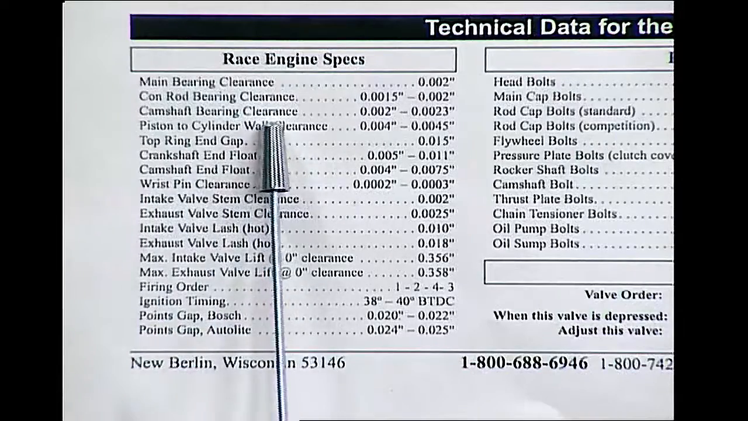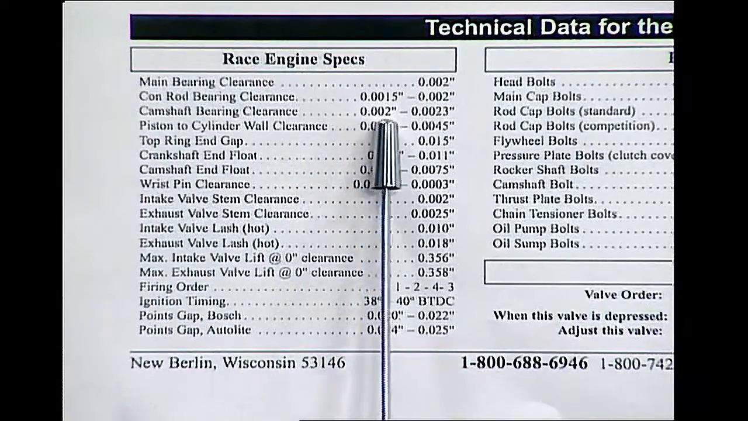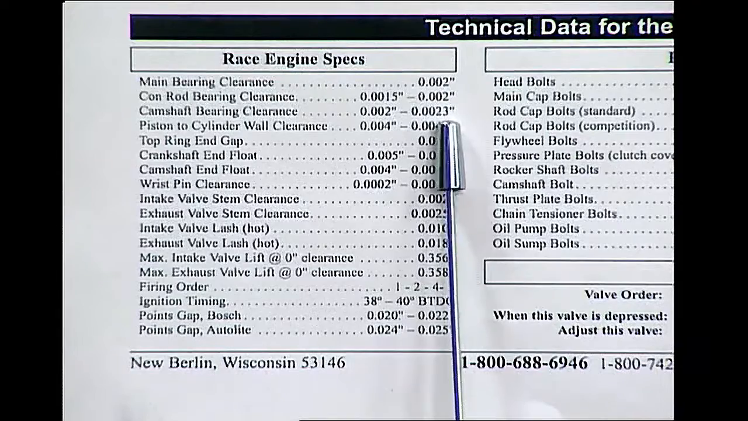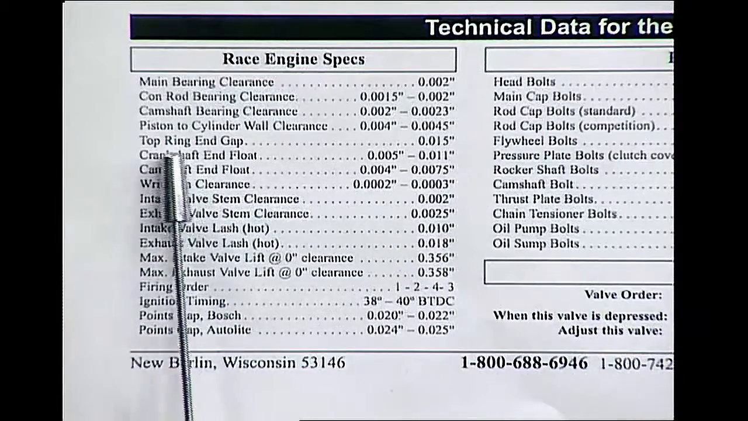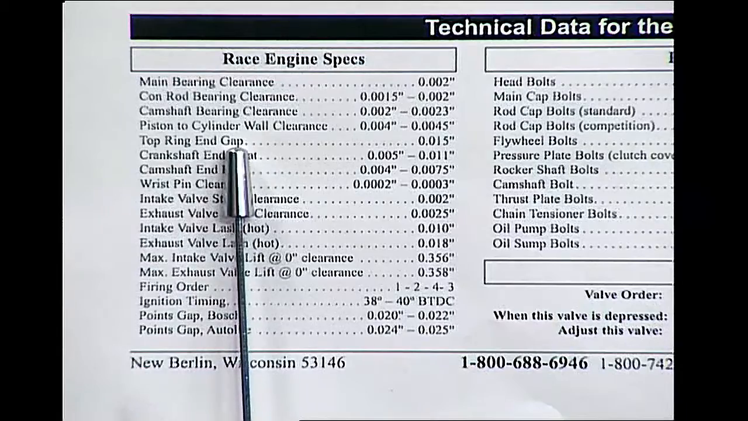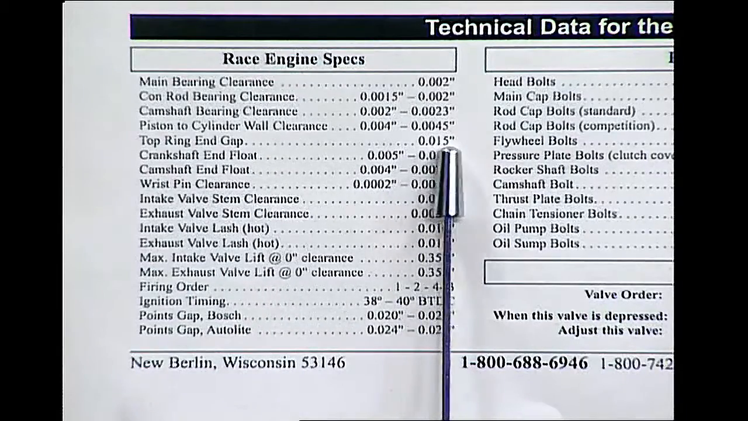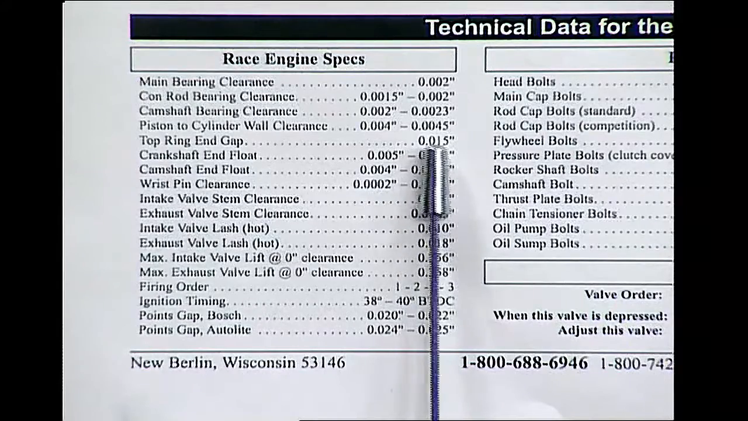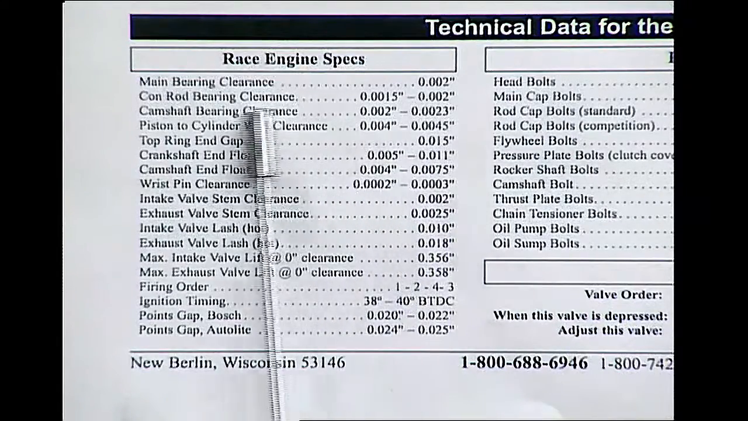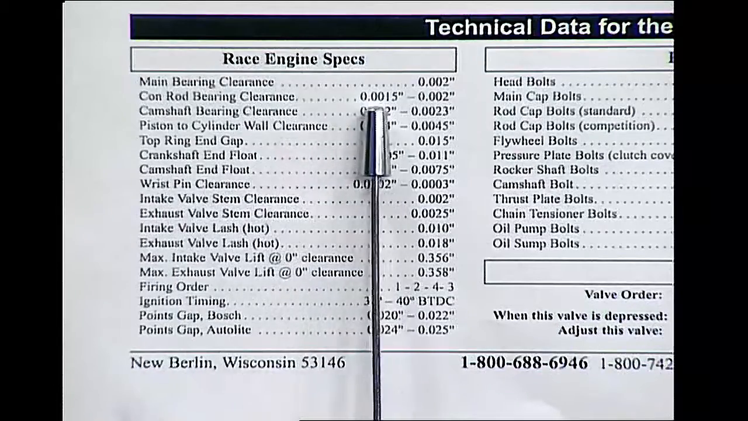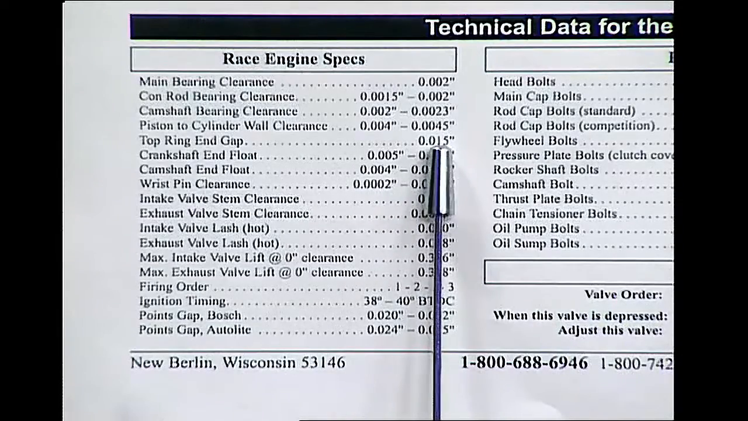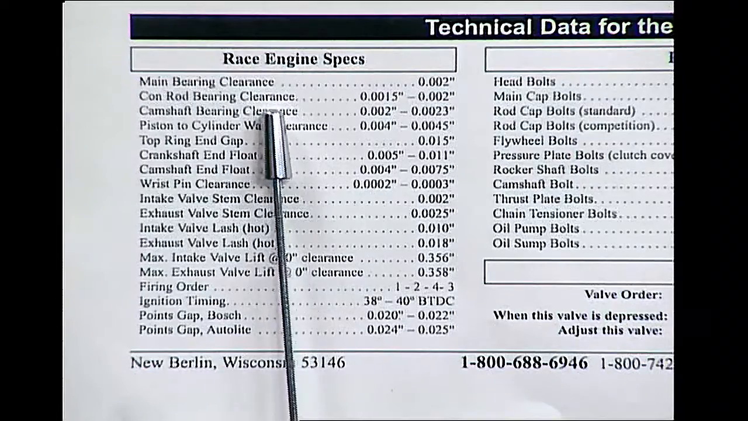Camshaft bearing clearance, that's 0.002, 2 thousandths, to 0.0023, ten-thousandths. But notice here, top ring end gap, and that's 0.015. That's 15 thousandths. And notice there's just a decimal point and a 0 and a 1/5. And the connecting rod bearing clearance is 0.0015. This is 10 times greater the clearance here than on the connecting rod bearing clearance.